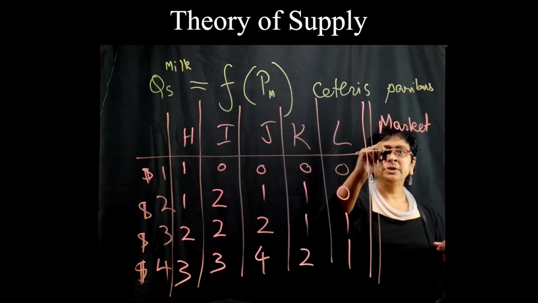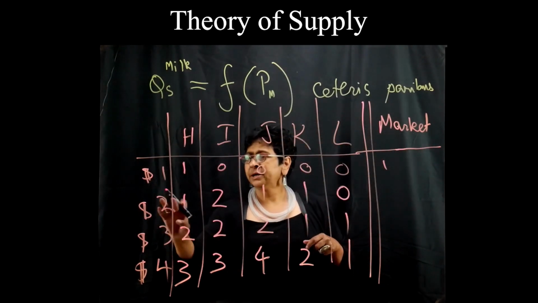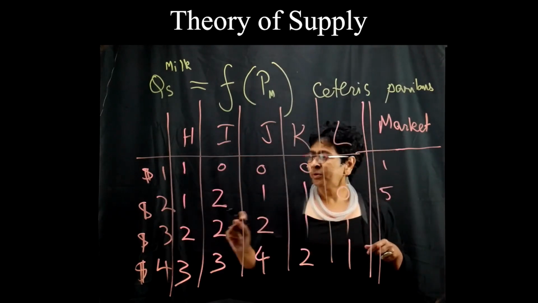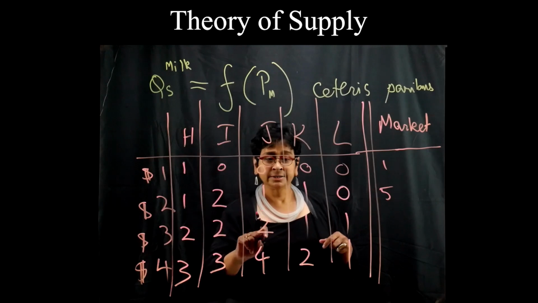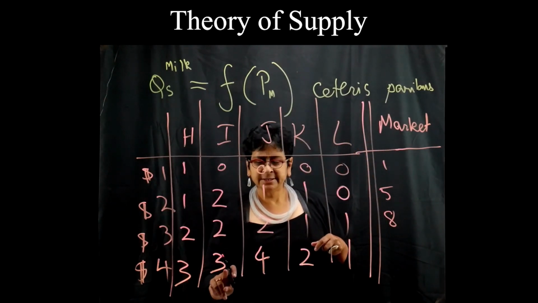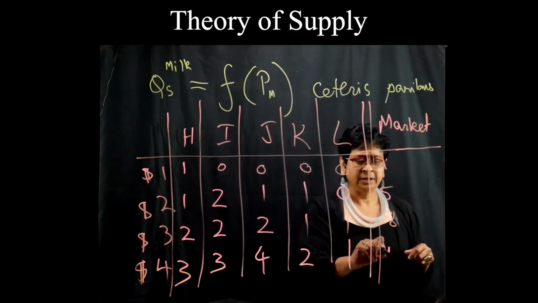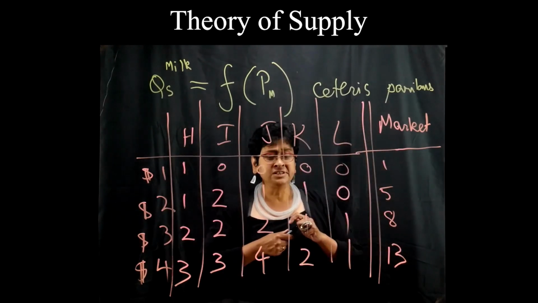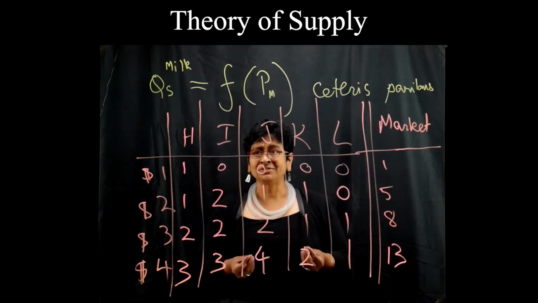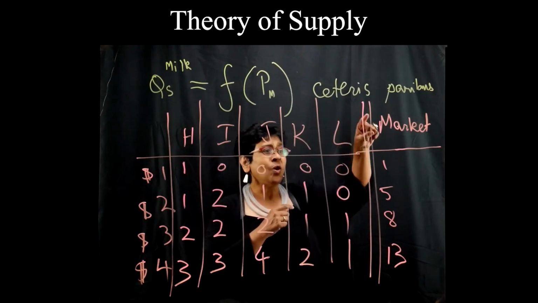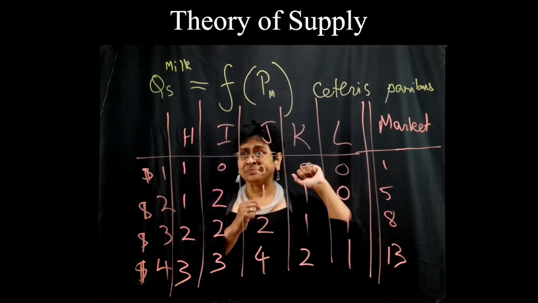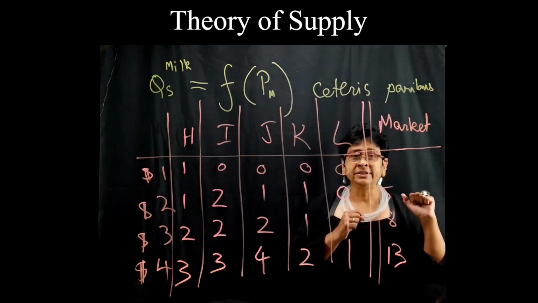At a price of 1, there's only one person trying to sell something in the market. At a price of 2, we get 1, 2, 3, 4, 5. At a price of 3, we get 2, 4, 6, 7, 8. At a price of 4, we get 3, 6, 10, 11, 12, 13. So the law of supply in this case tells us that as the price of the good goes up, the quantity supplied starts going up, ceteris paribus. Right? So that's really all that the law of supply is.